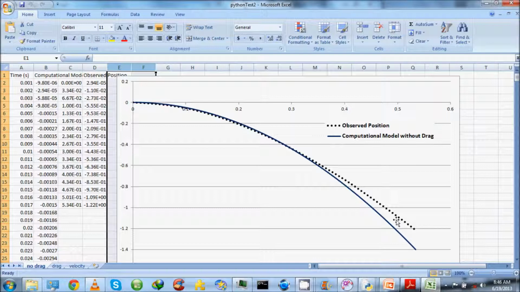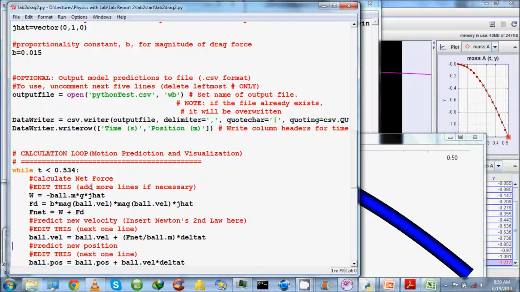So in our next computational model, we would like to manipulate our drag force in such a way that at the end of the analysis, the displacement from our computational model is the same as the displacement from our video analysis. The net force in our updated model would be equal to the weight plus the drag force, which in our model we are considering to be a constant times the square of the velocity. And by doing various iterations, we find that constant to be 0.015. Let's now run this model.